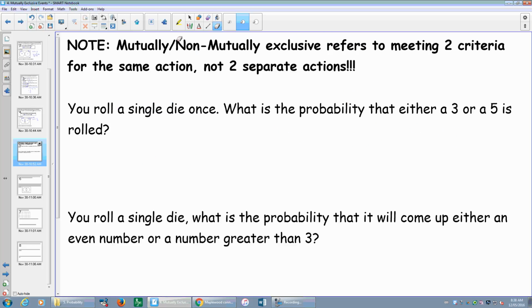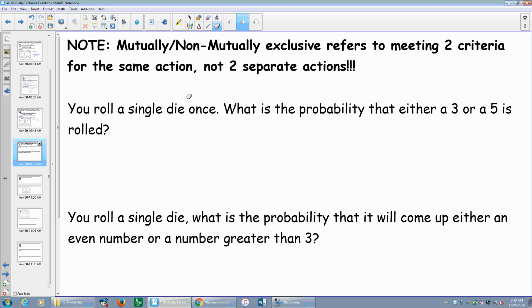Okay, the next one, it says, mutually and non-mutually exclusive refers to meeting 2 criteria for the same action, not 2 separate actions. Okay, so we're now going to be talking about dice. You're going to see a lot of these types. So it says here, you roll a single die once. What is the probability that either a 3 or a 5 is rolled?